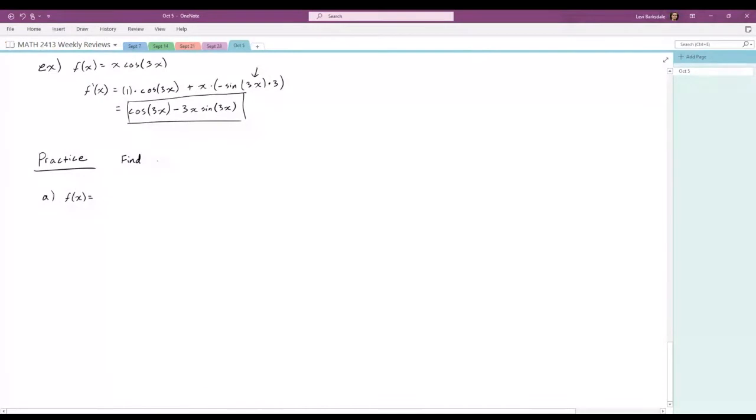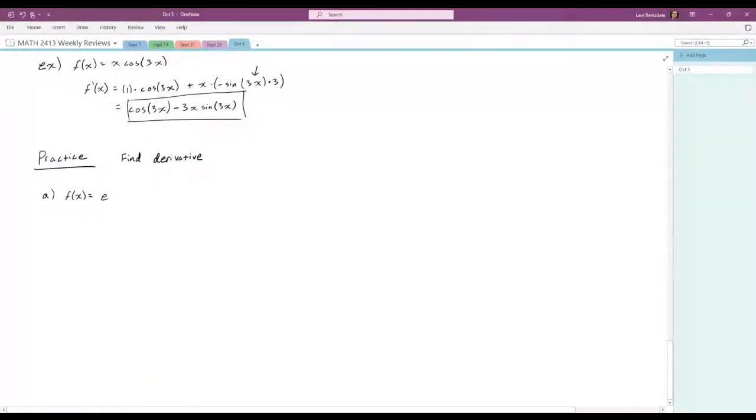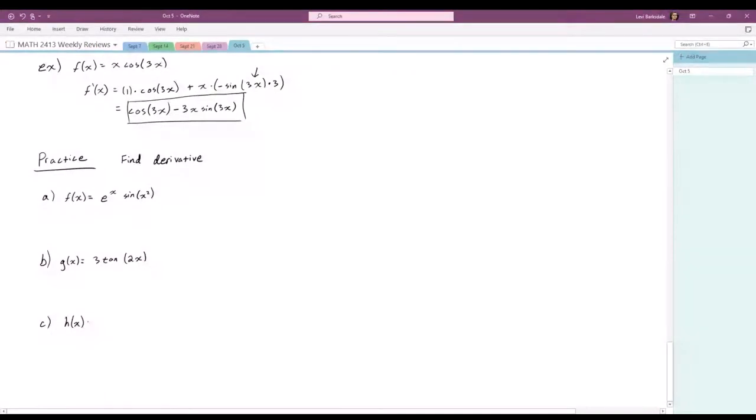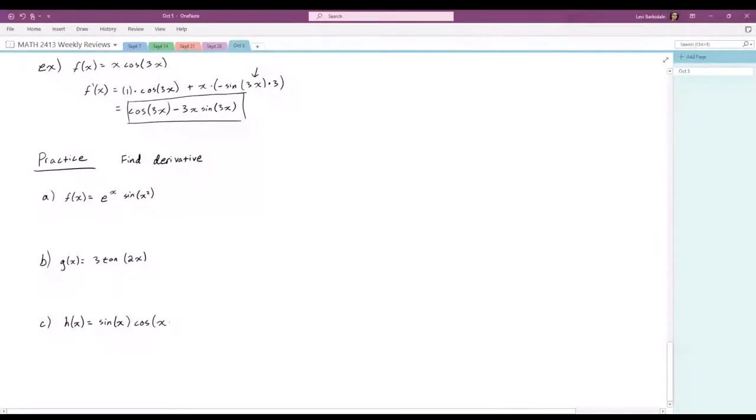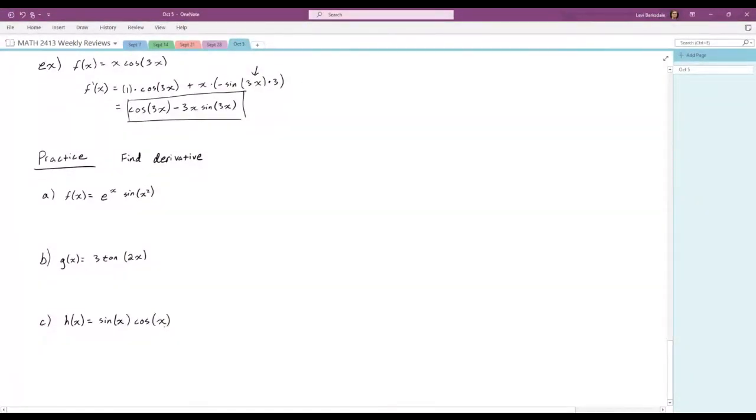Of course, you're just supposed to find the derivative. This one is a bit trickier. I'll give you guys a few minutes to work through those.